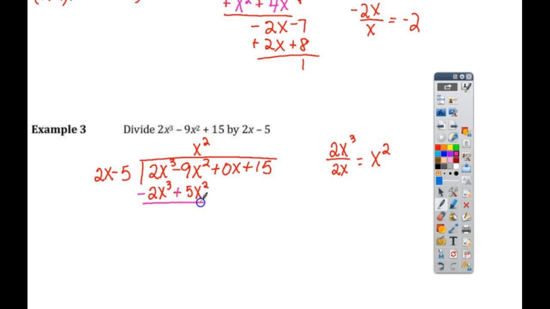So I'm going to change the signs, correct? Because I have to subtract at this step. So these cancel out, and here I have minus 4x squared. And what do I have to bring down? Bring down the 0x. Then I'm going to take this term, this is the first term, and I'm going to divide it by 2x. So it's minus 4x squared divided by 2x.